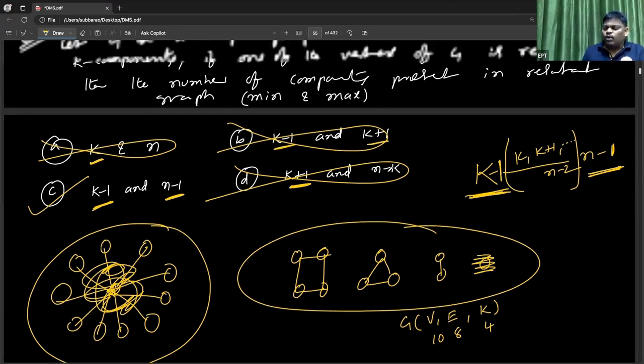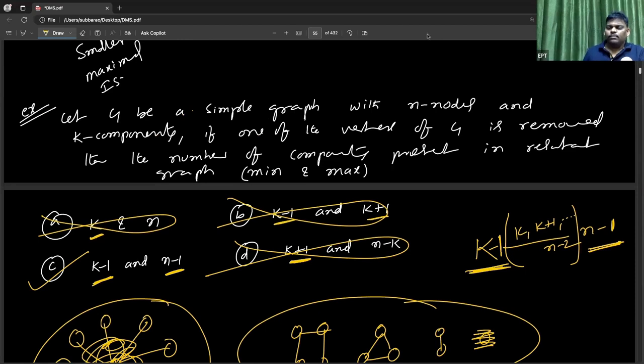Small tricks. See, small tricks. You have to imagine the diagram. Oh, I want the maximum.